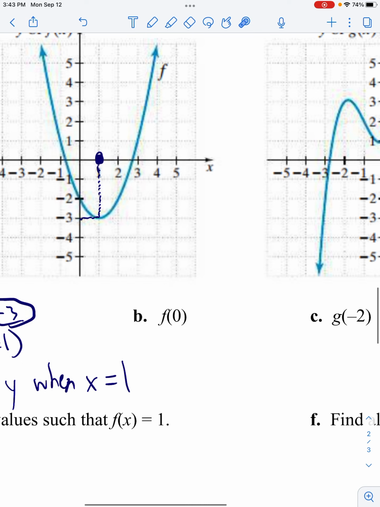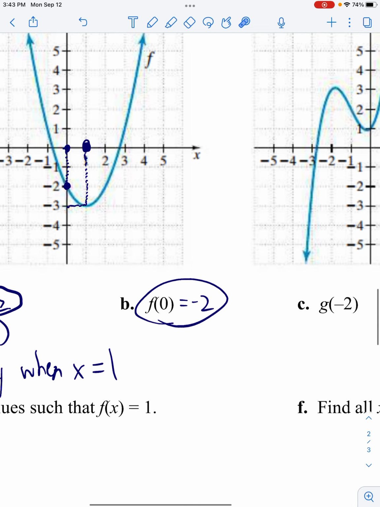F of 0, okay, same deal. I start at x equals 0. I go down to my graph, hit my graph, and then I'm already on the y-axis. So I just stay there, so that equals -2. So my y value I have right here is -2, okay?